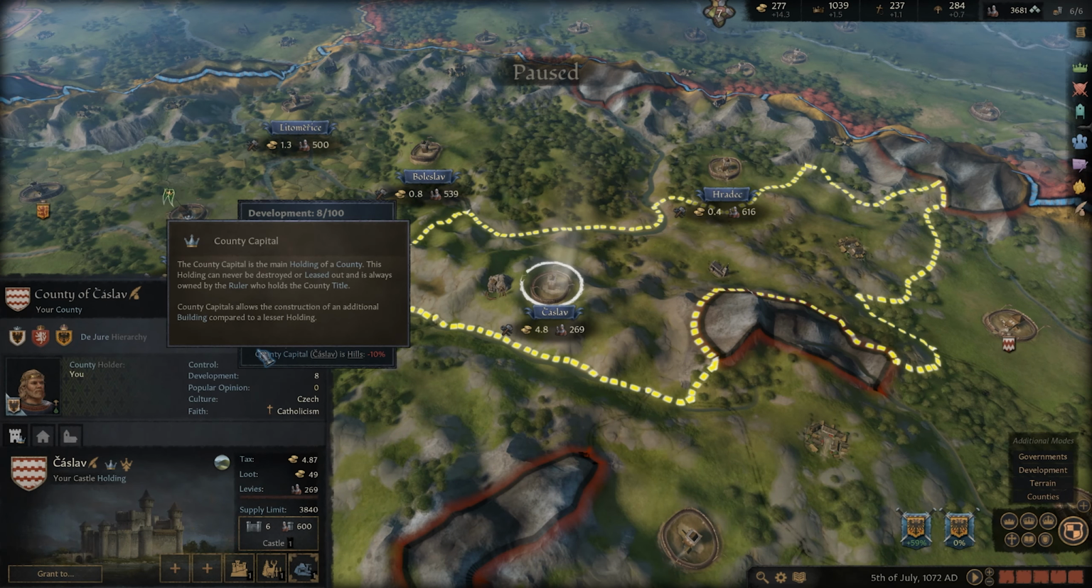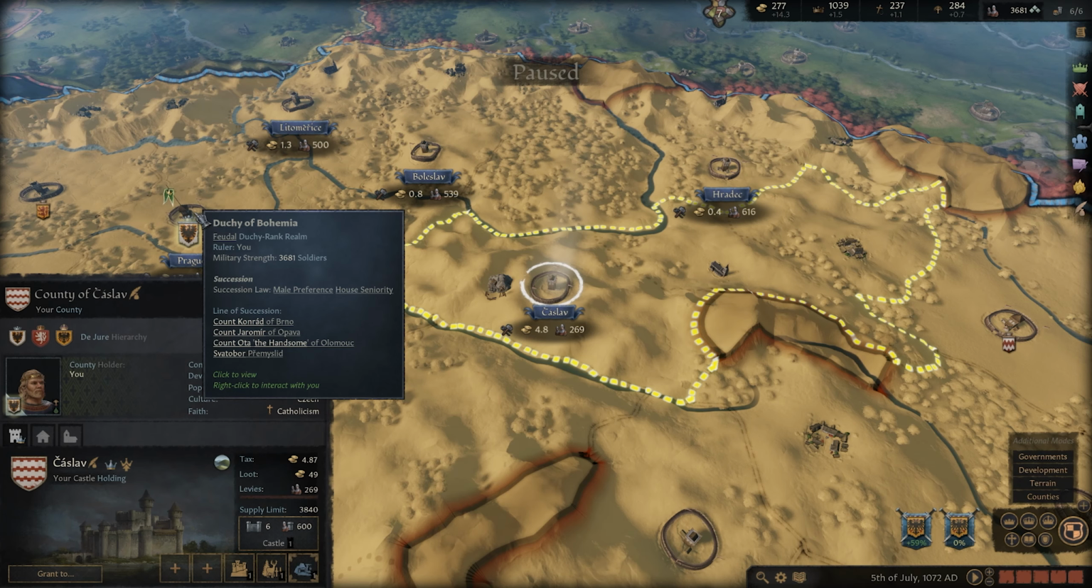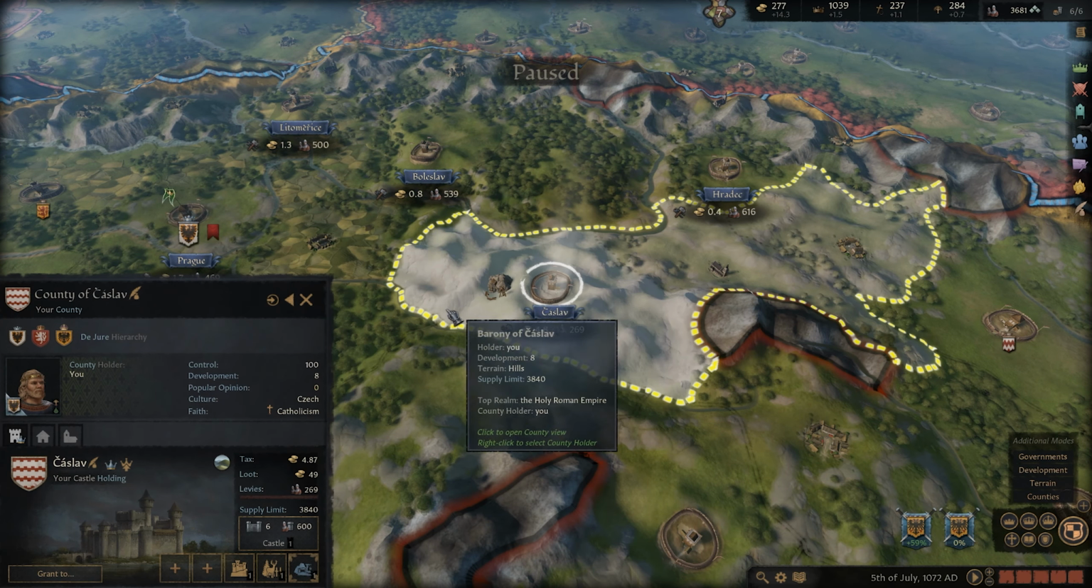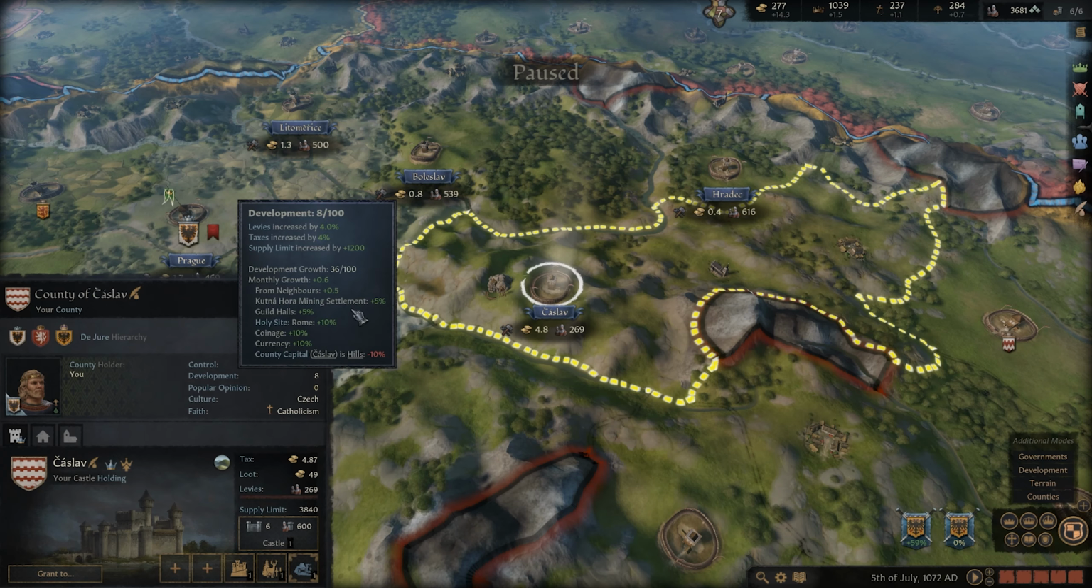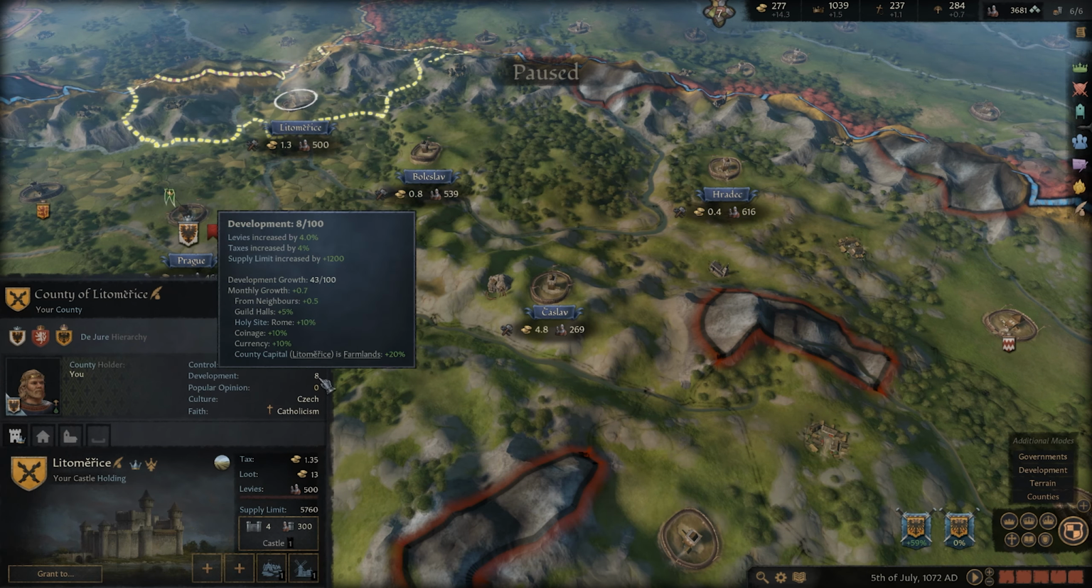First is the "from neighbors" line right at the top. If we shift over to Kaslev and hover over development, we'll see this in action. The from neighbors modifier takes the highest developed county that touches the county you selected, and for every one development higher, it will increase the selected county's growth by 0.1. With Prague's development at 13 and Kaslev's at 8, that means that every single month Kaslev gets a 0.5 boost to development growth, which is pretty massive.